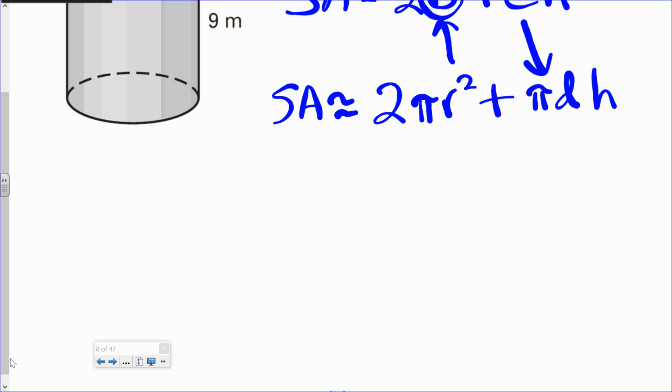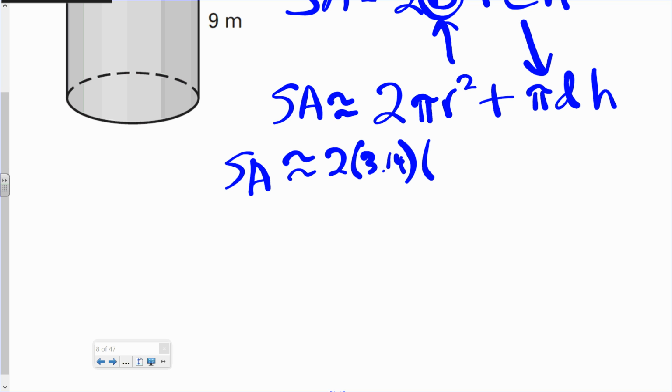Remember pi day last week? What does pi always become? 3.14, huh? And that's an approximation. So right when I start replacing pi with 3.14, I'm going to change this to approximately. So surface area, here we go, is 2 times 3.14. What's the radius of the cylinder? 4, look at it, it's 4 meters, huh? Squared plus 3.14. What's the diameter?